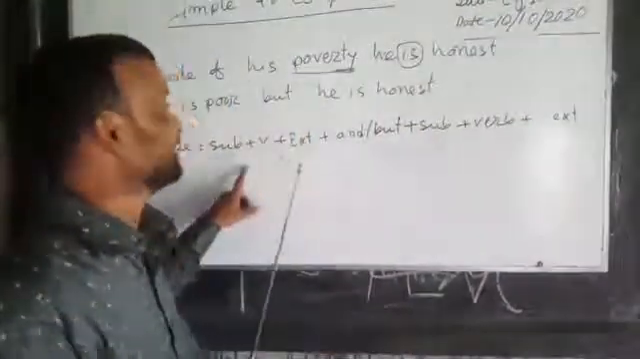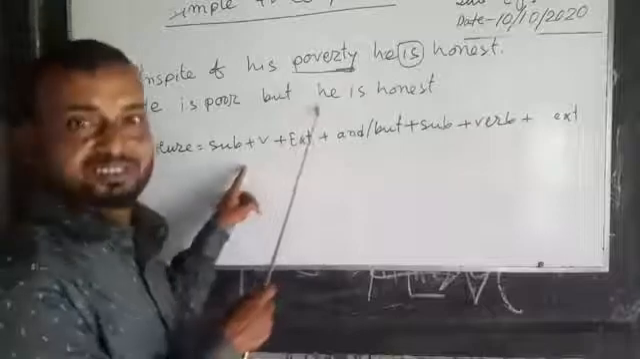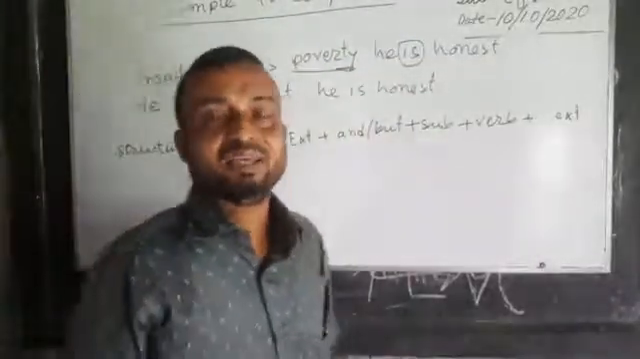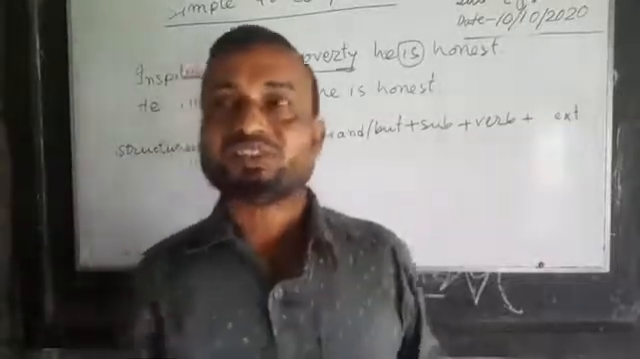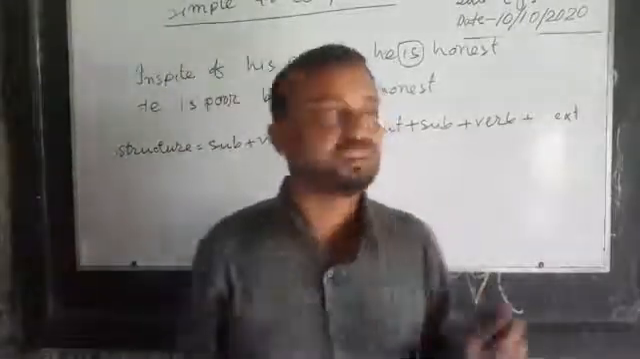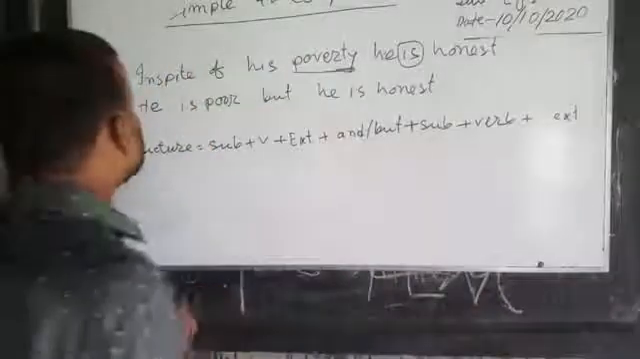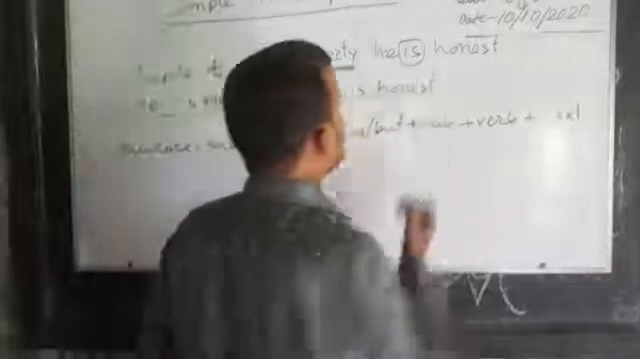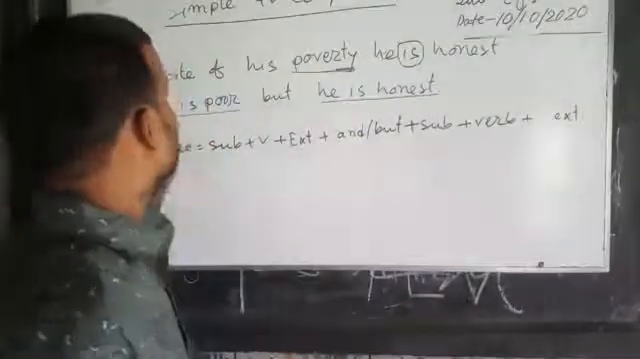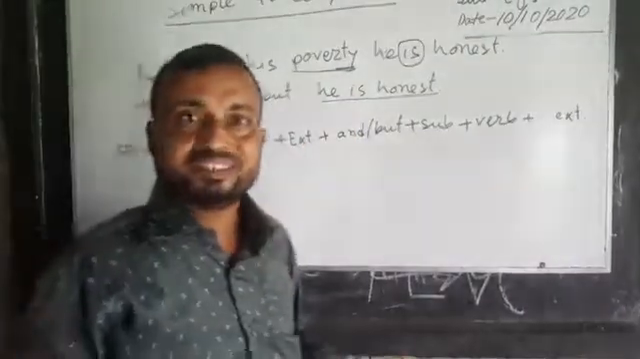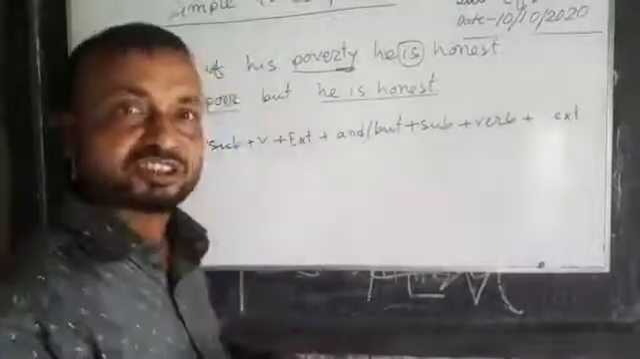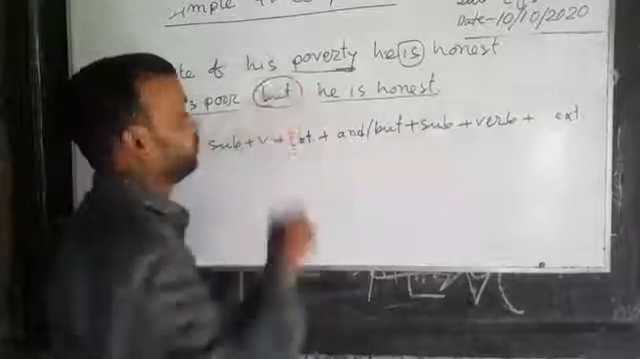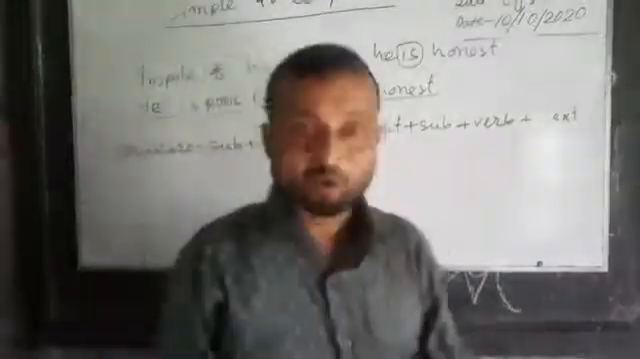According to the structure, this sentence is correct, but in a compound sentence, if there are two clauses, here are also two clauses. This is "he is poor", a clause, and "he is honest", another clause. Both clauses are independent. The two independent clauses are connected by this connector, but.